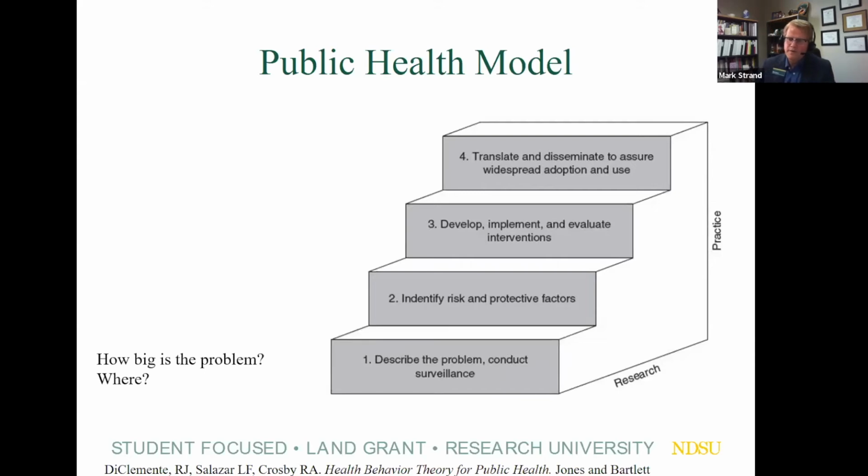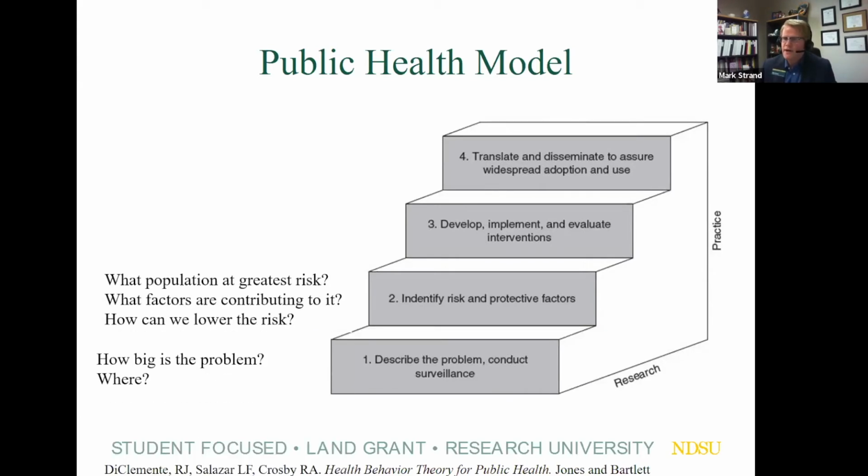So the first step in this is to identify the problem and to conduct surveillance. So how big is the problem? Where is the problem? And I started today's presentation with a look at our own state and our own country, the history and the relevance of the opioid epidemic. Secondly, you then identify the risks and or protective factors to look for opportunities to change the trajectory of that problem. So what population is at risk? What factors are contributing to it?